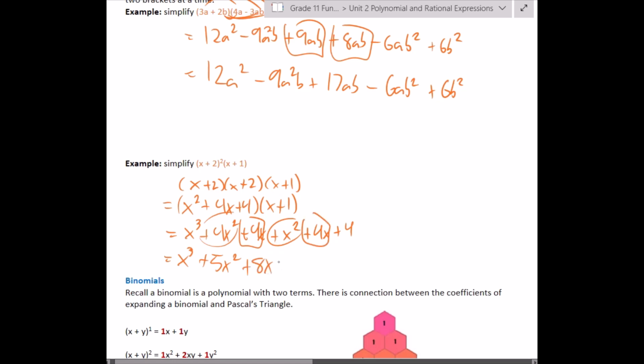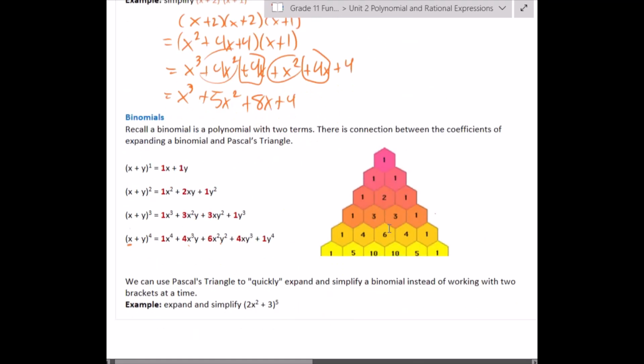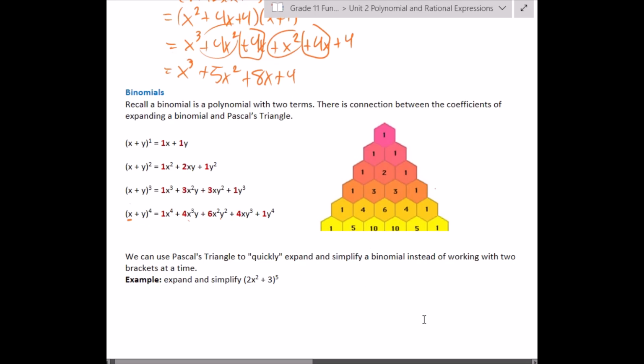Now, a binomial is a polynomial with 2 terms. Thankfully there is a connection between the coefficients of expanding a binomial and Pascal's triangle. Now remember, Pascal's triangle is this structure here where you start with 1, 1, 1, and then you continue placing ones down the side, and then every term below 2 terms above it is the sum of those prior terms. So 1 plus 1 is 2, and then 1 plus 2 is 3, 2 plus 1 is 3, and you keep it going down.